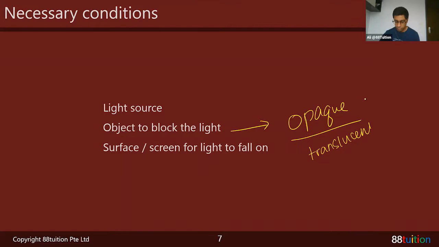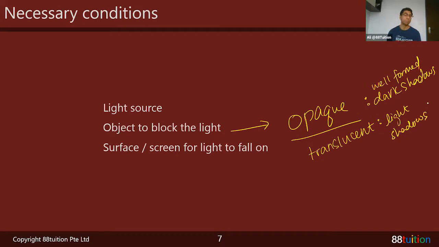Can also. This one will have well-formed dark shadows, whereas here you will have very light shadows, because the shadows can be seen but not really clear because some light still passes through.